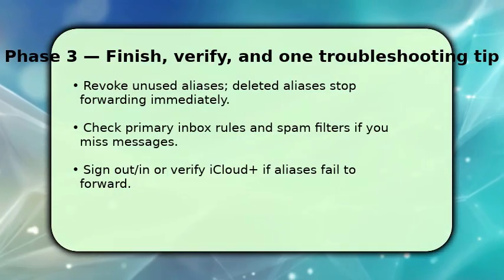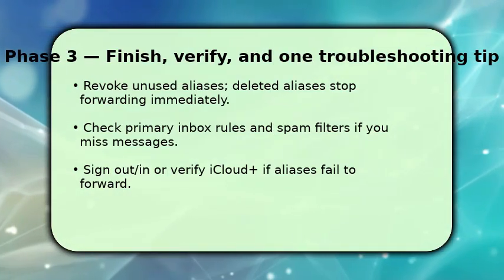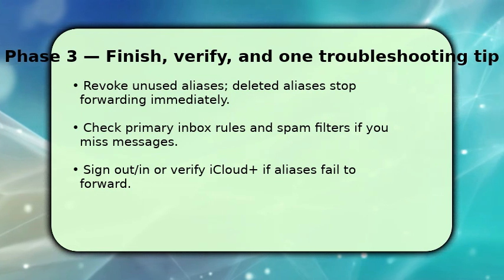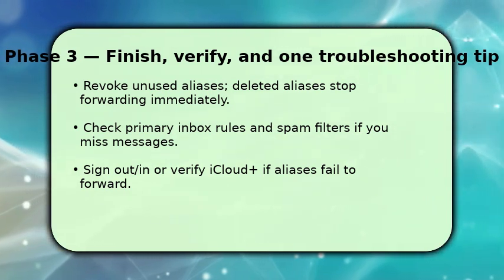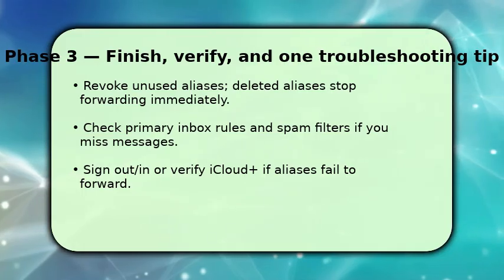To finish, review all aliases and revoke ones you no longer need. Revocation cuts forwarding at once. Make sure your primary inbox rules aren't sending forwarded mail to spam. Check filters and search for alias addresses.